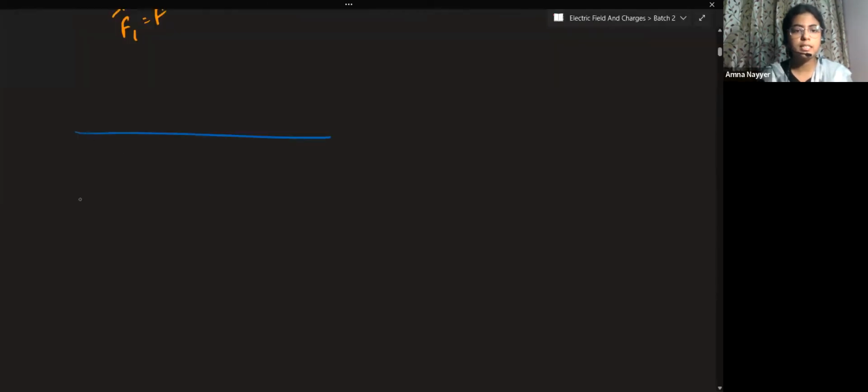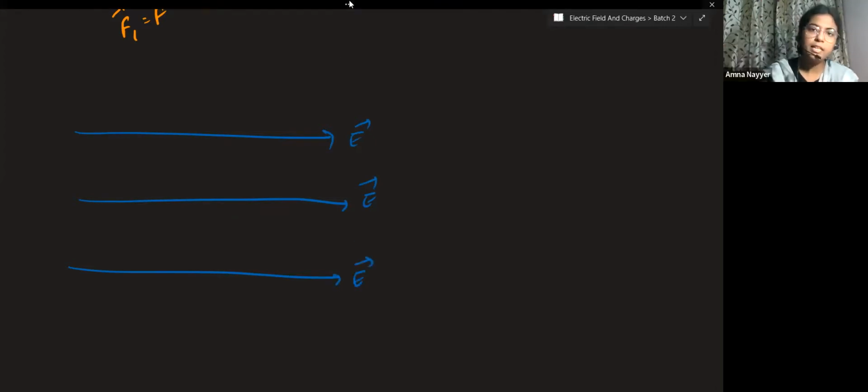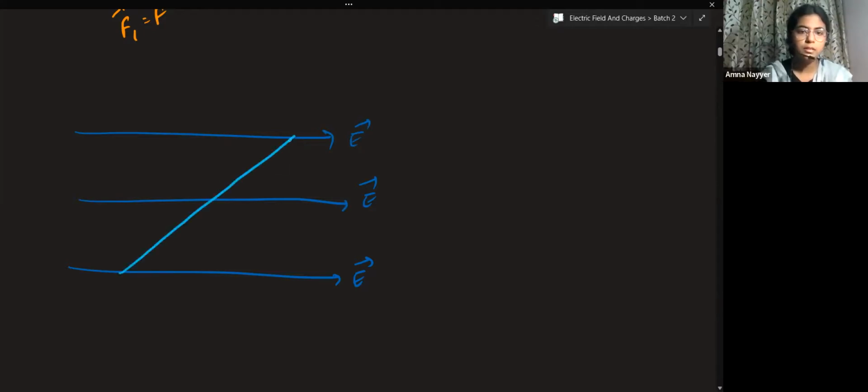Let's say this is a uniform electric field. All these are electric field lines. I have taken a dipole. This is a dipole: plus Q charge is there, minus Q charge is there. This forms a dipole. Let's say the separation between the charges is 2a.